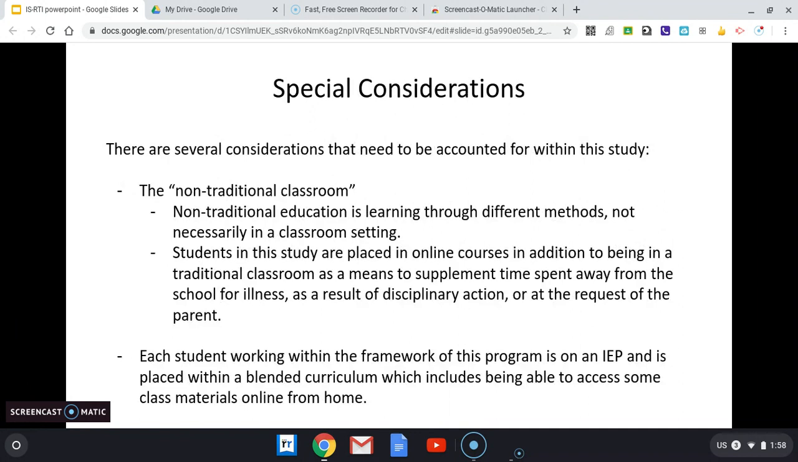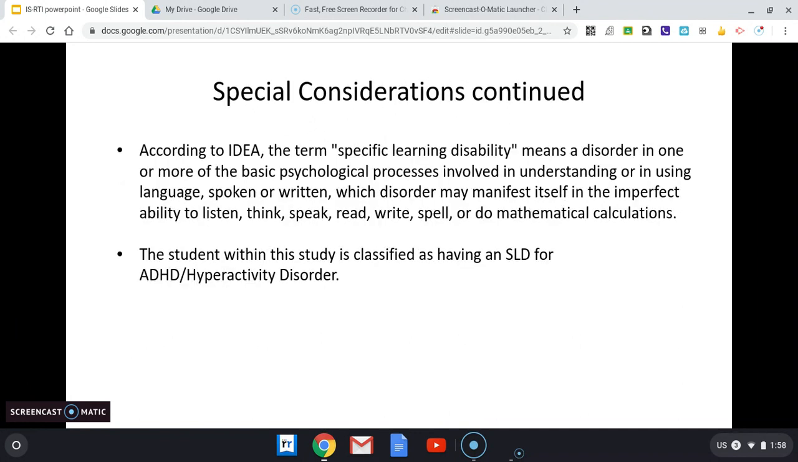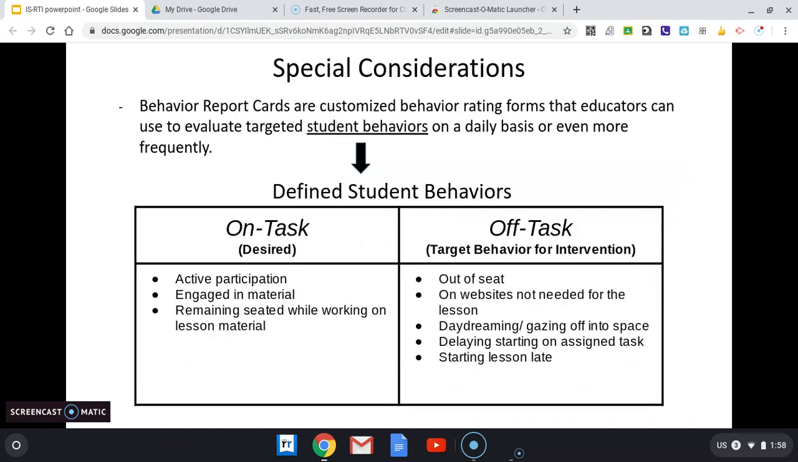There are several considerations that need to be accounted for. The non traditional classroom, which is anything outside of a regular school building. And if the student is on an IEP, some more is the SLD refers to a student with ADHD or hyperactivity disorder. Some of the behaviors that I'm defining as on task and off task being the desired behaviors, active participation, engaged in material, remaining seated while working on the lesson material, off task behaviors being the target behavior for the intervention, out of their seat, on websites not needed for the lesson, daydreaming, and starting the lesson late.